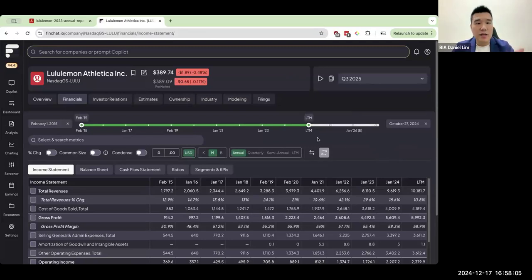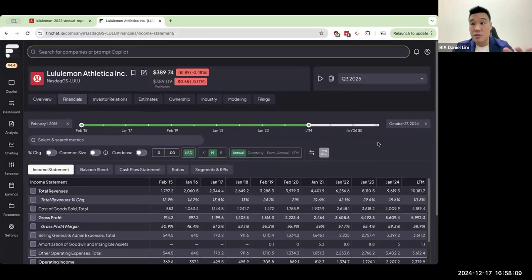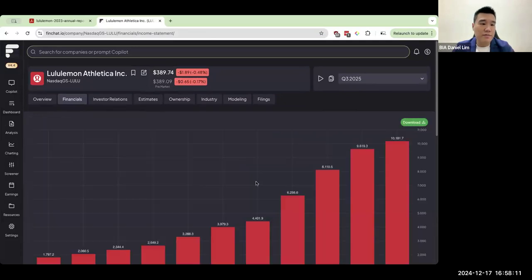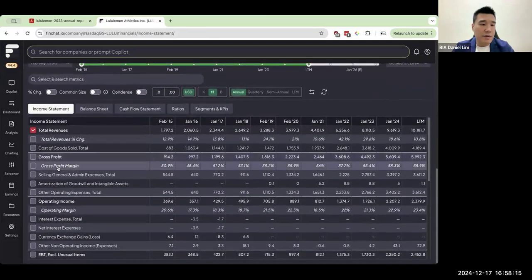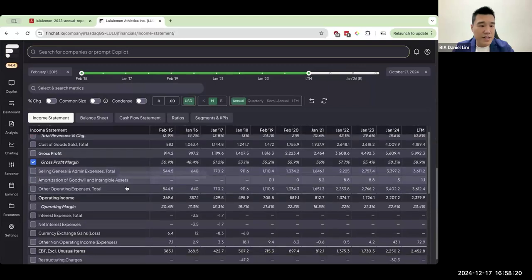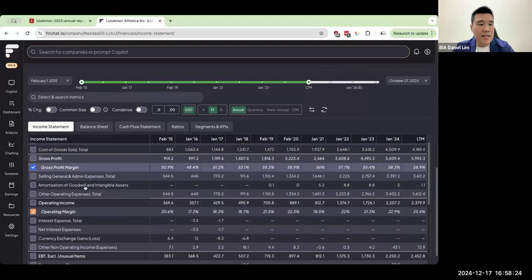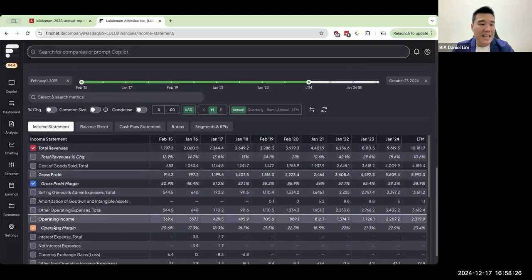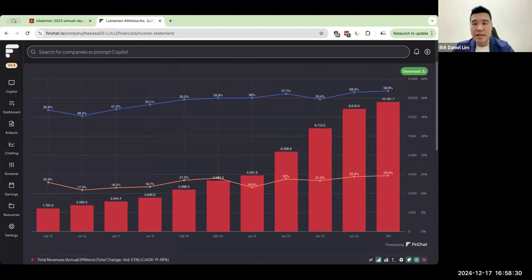So like I said, for Lululemon, whenever we check, we want to make sure to see what? I want to see the revenue. I want to see the gross profit margin. I want to see the operating margin also. All of this is already in this financial statement. All you need to do is just click it, and you can see already.